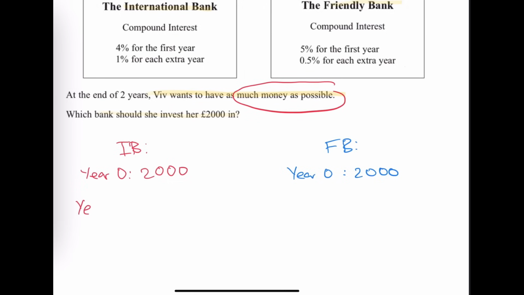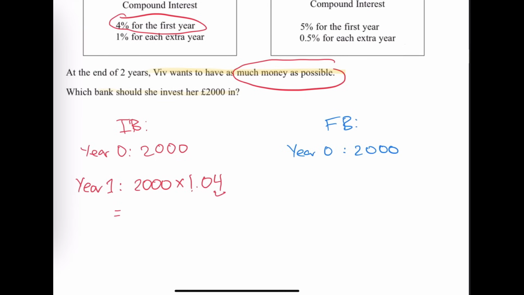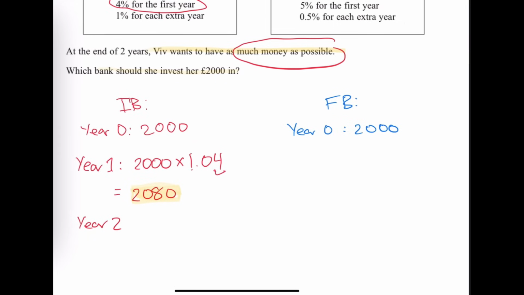So at the end of year 1, we'll do 2,000 and we times this by 1.04, because you get 4% for the first year. This 1 being 100%, which is 2,000, and this 4 being that 4% increase. If you do this, we get 2,080. Now, in year 2, we're going to base all our calculations on this one, the 2,080. That's what happens with compound interest. We just add on. We do not use the original anymore.